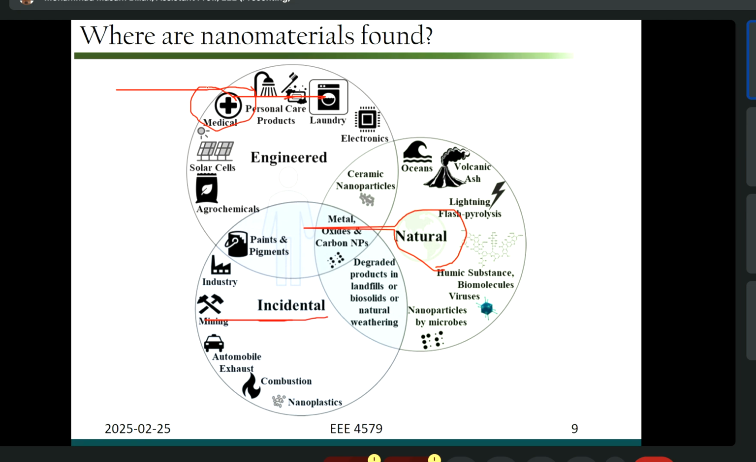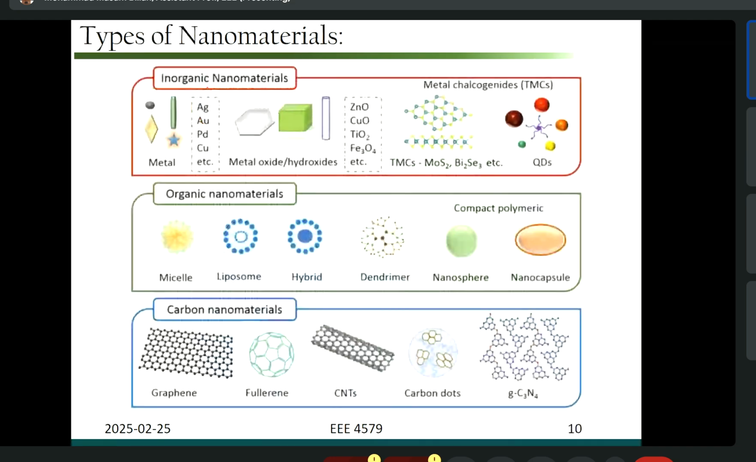Or personal care products, laundry, electronics byproduct. This kind of products, you try to make within the laboratory or within the industry. So they are engineered and desired. Whatever you need, you prepare it using some synthesis process. So how many types of nanomaterials do we have? We can have them from nature, or some can be incidentally produced, or mostly we get them from the laboratory by synthesis process.